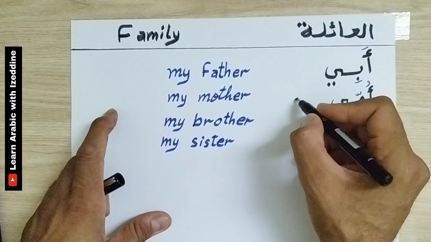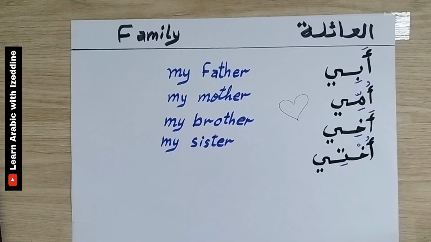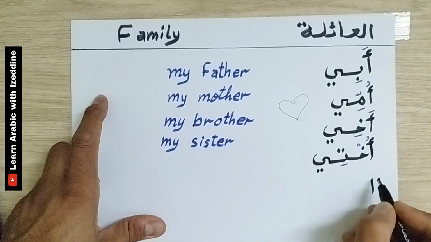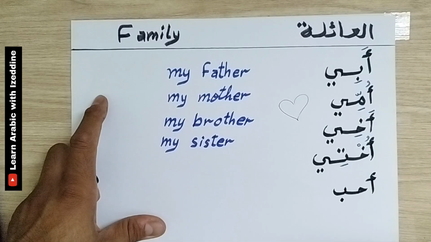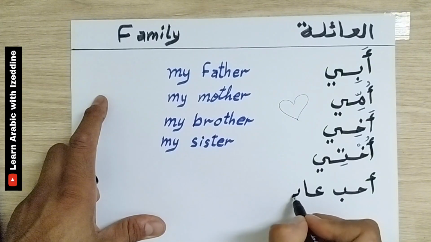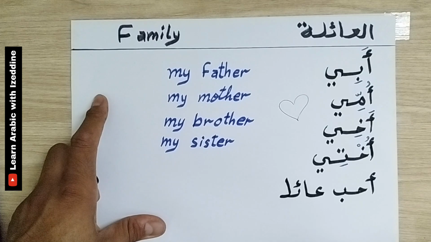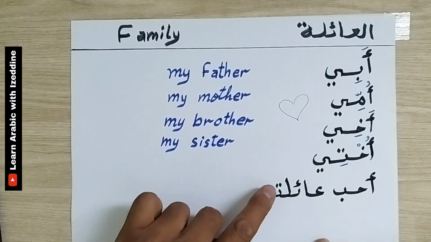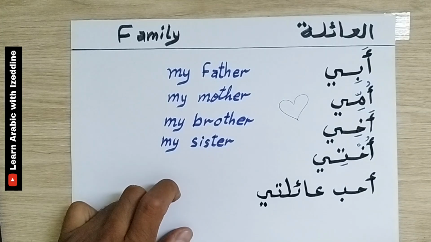Now we are going to express love. So we say in Arabic, uhibbu. Uhibbu, I love. Aila is family. But now we want to say my family. So ailati. Aila is family. Ailati, my family.